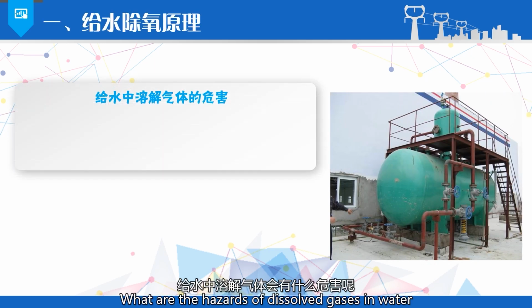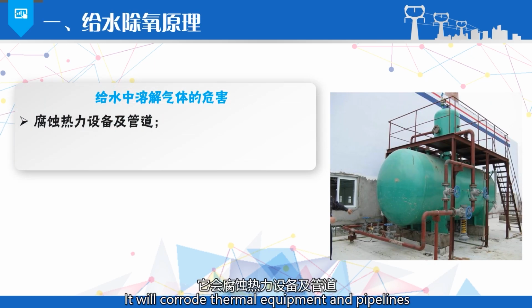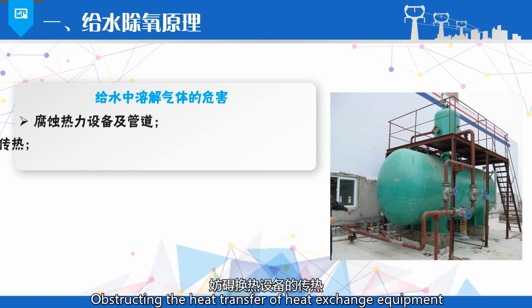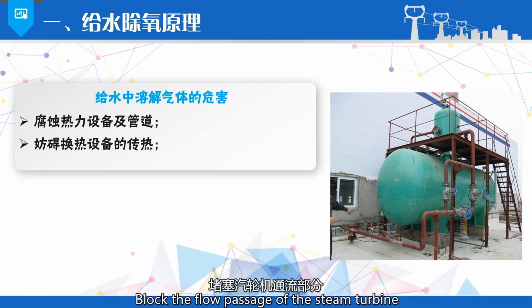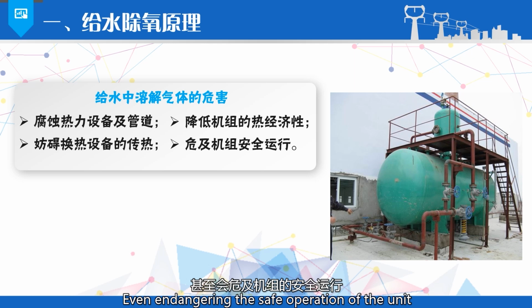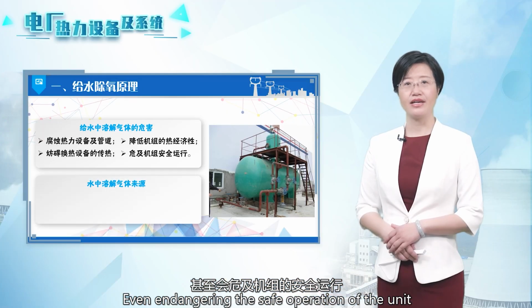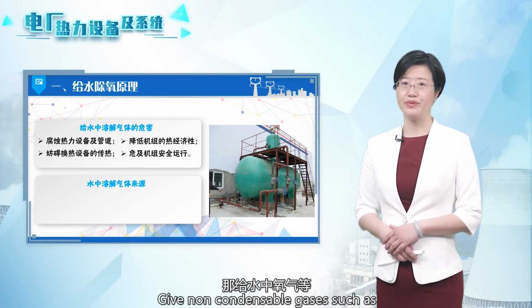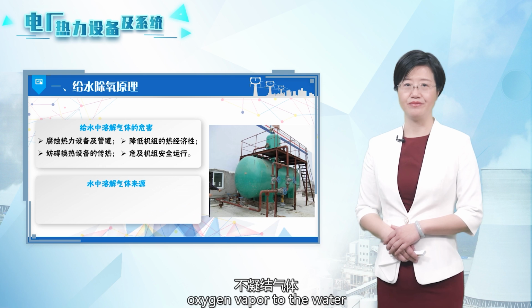What are the hazards of dissolved gases in water? They corrode the thermal equipment and pipelines, obstruct the heat transfer of heat exchange equipment, block the flow passage of the steam turbine, reduce the thermal economy of the unit, and even endanger the safe operation of the unit. Non-condensable gases such as oxygen and vapor are in the water.